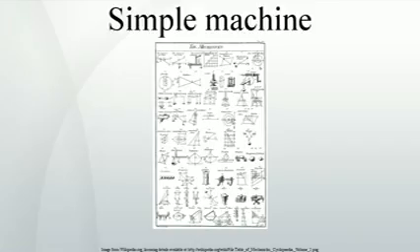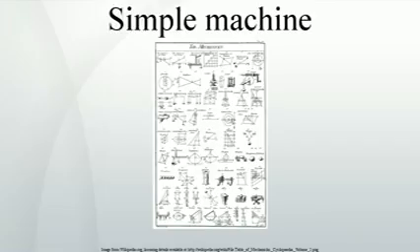Simple machine. A simple machine is a non-motorized device that changes the direction or magnitude of a force. In general, a simple machine can be defined as one of the simplest mechanisms that provide mechanical advantage.